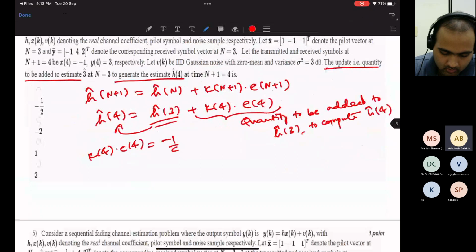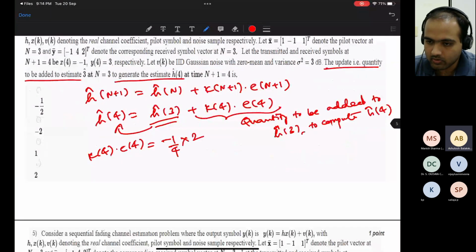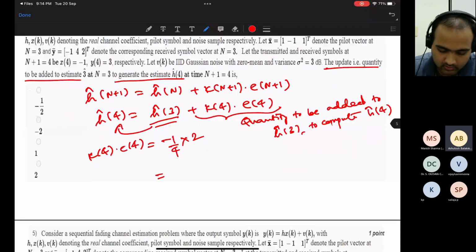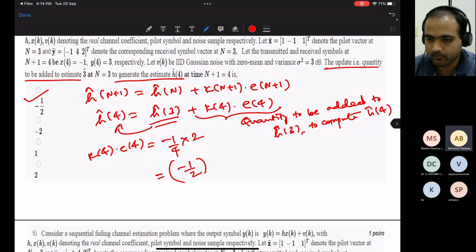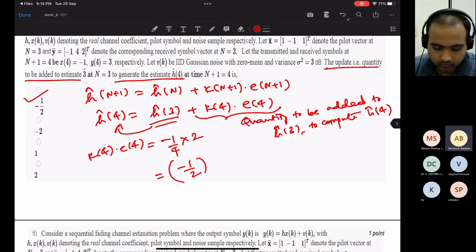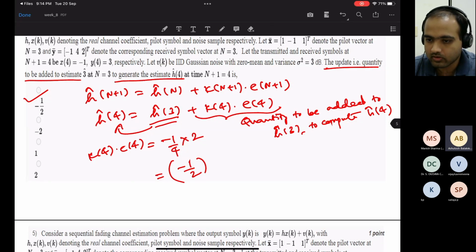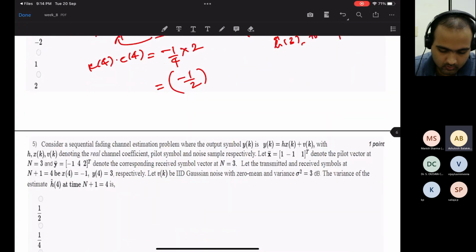This is minus 1 by 4 times e4. E4 was 2, which we computed two questions back. So this value is minus 1 by 2. Any doubts? No question? Okay.